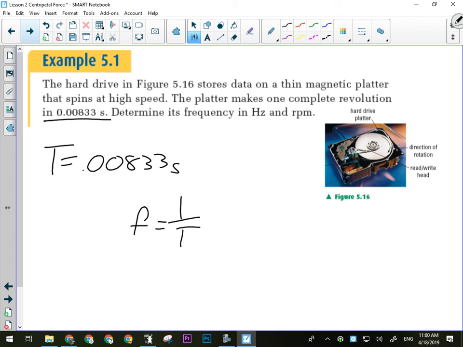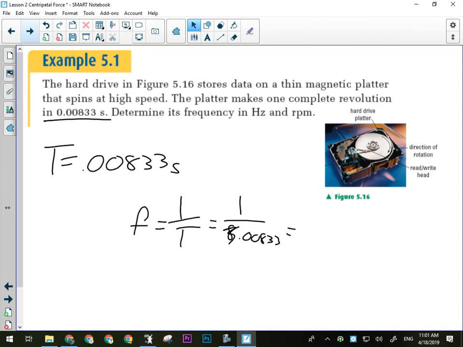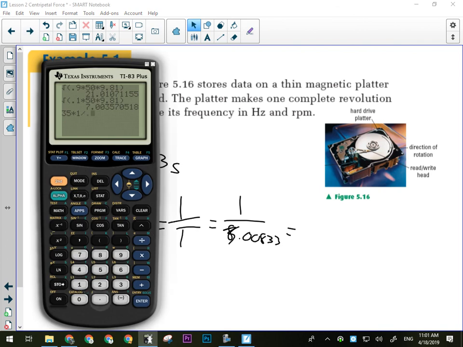So when I do this, that'll give me this in hertz, or cycles per second. All right, so all I have to do is go 1 over this, and that'll give me my cycles per second. So 1 divided by 0.00833. All right, so that's 120 hertz.